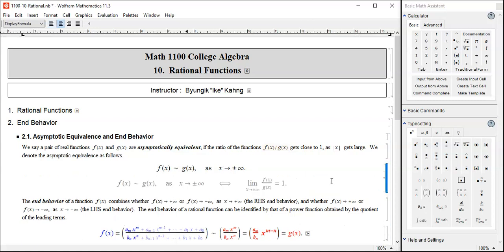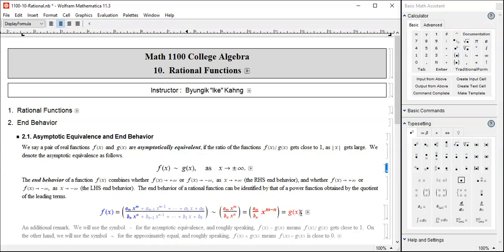The precise definition requires calculus, so we're not going to go there. Instead, we're going to focus upon how to use it. And this is very, very simple. All you have to do is to take the highest degree terms from the numerator and do the same for the denominator and simplify. If you do that, you're going to get a power function over power function. Eventually, you're going to get a single power function that shares the same end behavior as the original rational function.